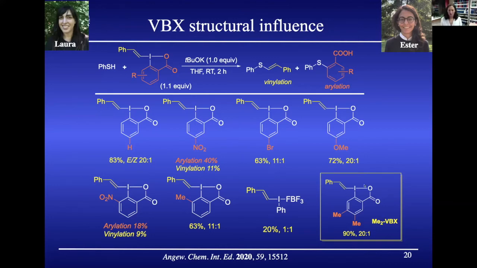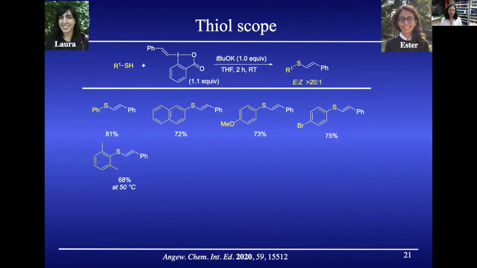So we found this result with the dimethyl VBX rather late in the project, and it is more expensive to synthesize. So for the general scope, we did use the parent VBX without any substituents in the core. I'll come back to the dimethyl VBX in a minute.